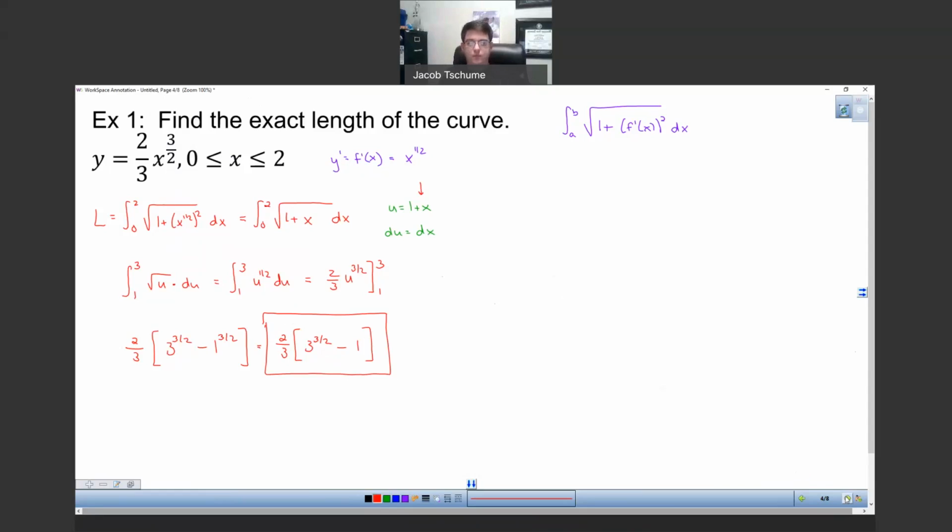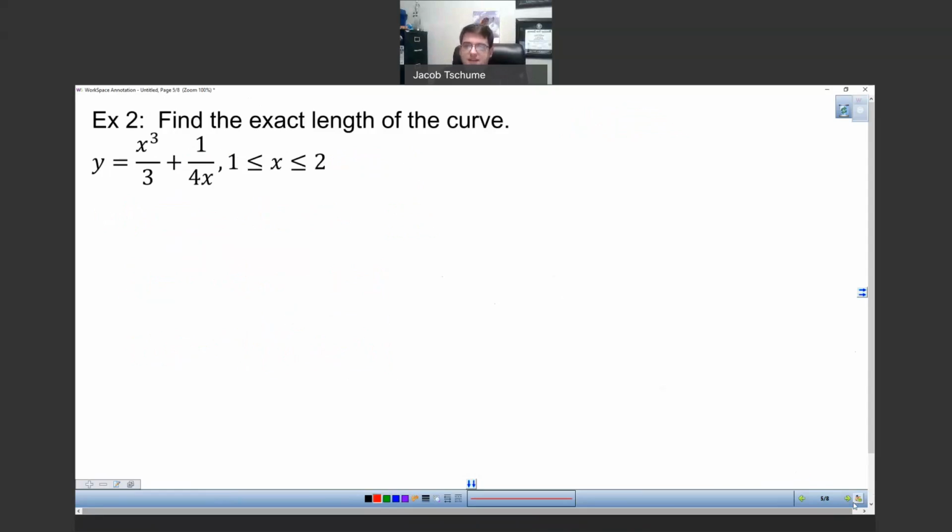All right, how about example number 2? If y is equal to x cubed over 3 plus 1 over 4x, what is the length of this curve on the interval 1 to 2? Just like the previous example, this is a y equals f of x function, so we will have to take the derivative of this before we can find the length of this curve.